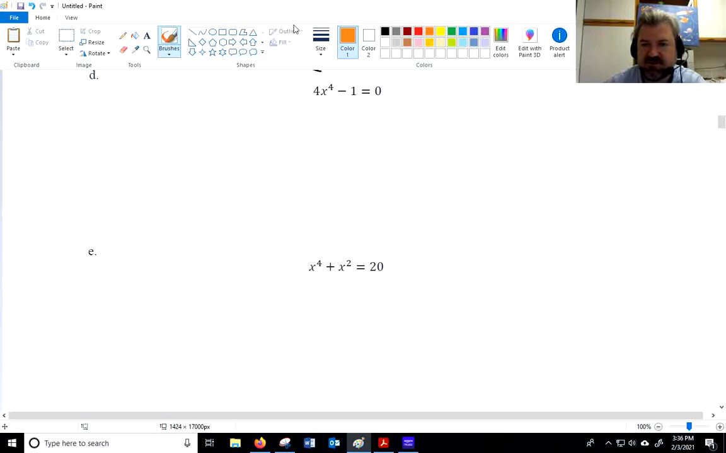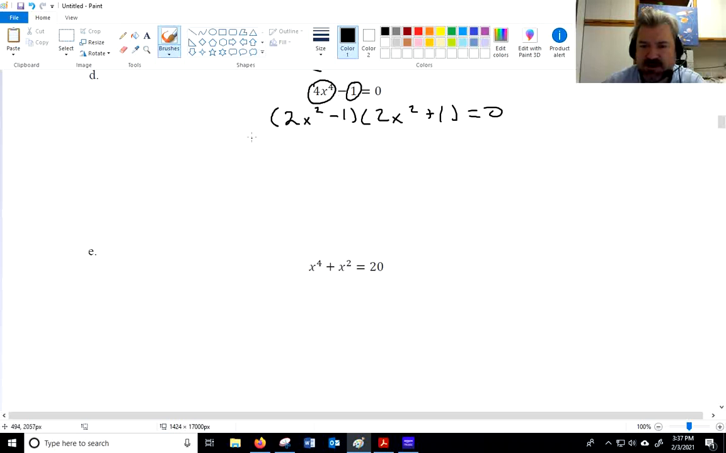Let's take a look at this next one. Again, somebody might look at this and think, oh, I can add 1 divided by 4, but what we really need to do is to factor this. This becomes 2x squared minus 1, 2x squared plus 1. This is a difference of two perfect squares. These are perfect squares here. 4x to the 4th. Any exponent I can divide in 2 is a perfect square.